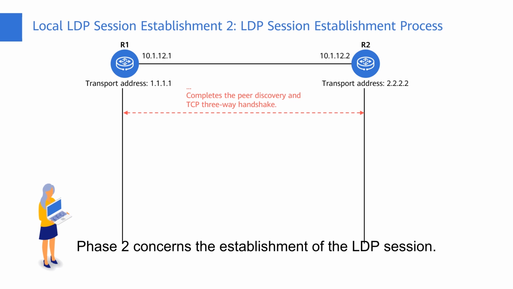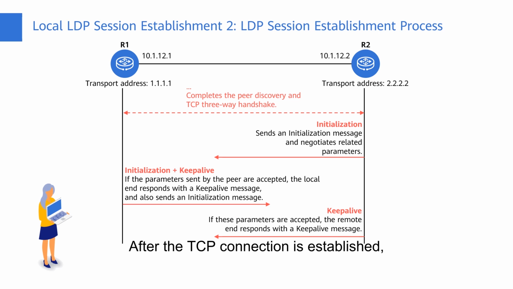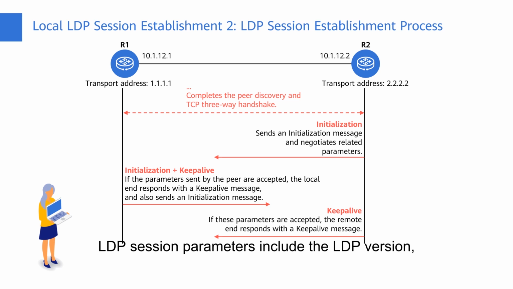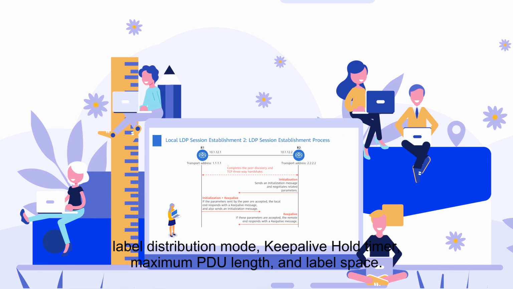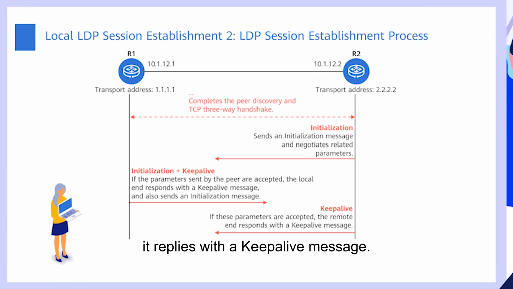Phase 2 concerns the establishment of the LDP session. After the TCP connection is established, R2, which has a larger transport address, sends an LDP initialization message to negotiate parameters for an LDP session. LDP session parameters include the LDP version, label distribution mode, keepalive hold timer, maximum PDU length, and label space. Once R1 receives the initialization message and accepts the parameters sent by R2, it replies with a keepalive message.